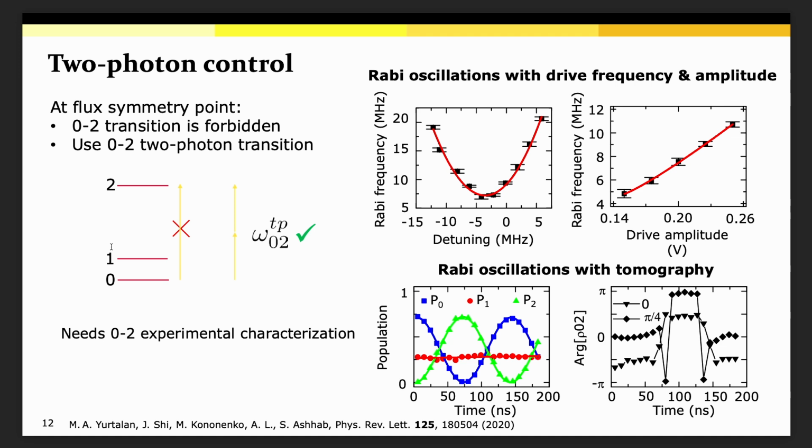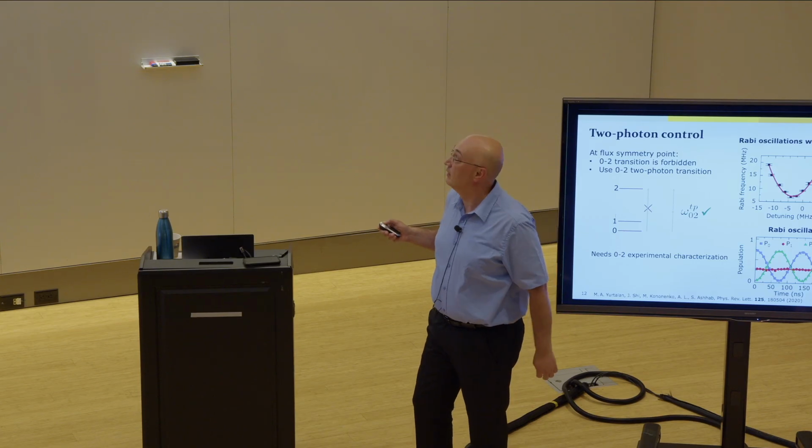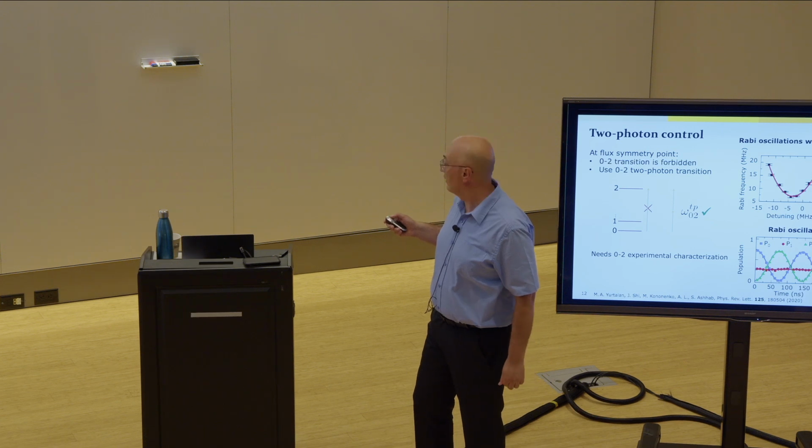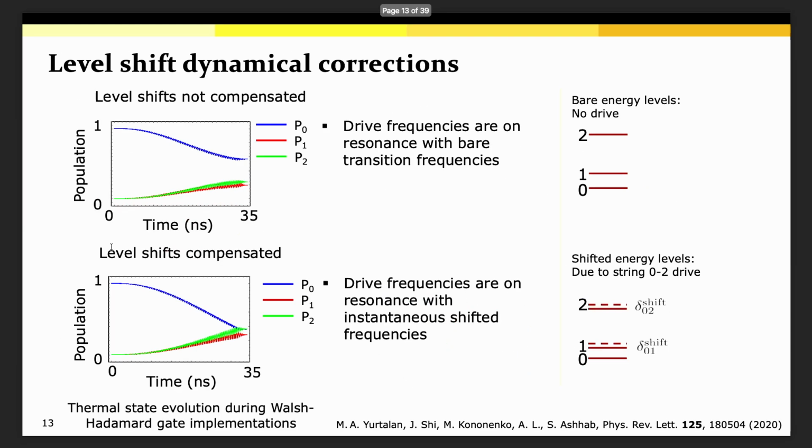We did a detailed characterization of this process, looking at the dependence on detuning and on the drive amplitude, and also looking at state tomography. So we see nicely how the population of state 1 is left untouched by this pulse. And we also see how the change of phase in the pulse leads to double the angle in terms of the rotation.